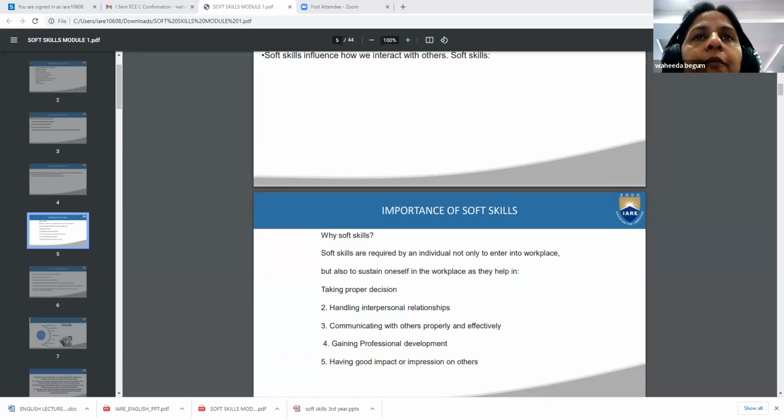So some segments of the teaching areas concentrate more on soft skills and some concentrate more on hard skills. But if we have hard skills along with soft skills, there is no stopping to success.